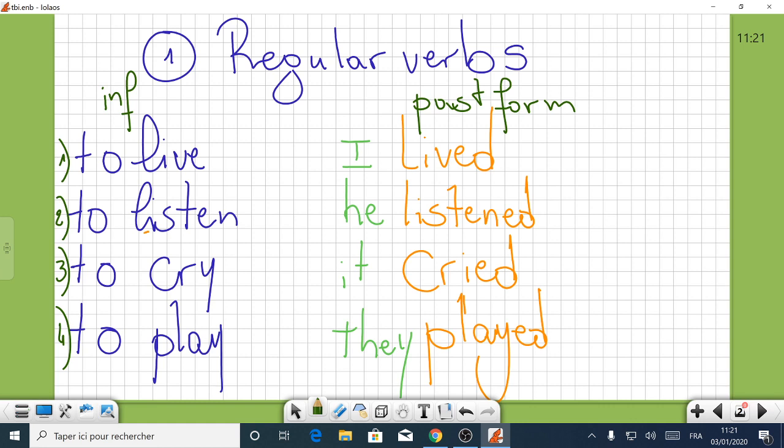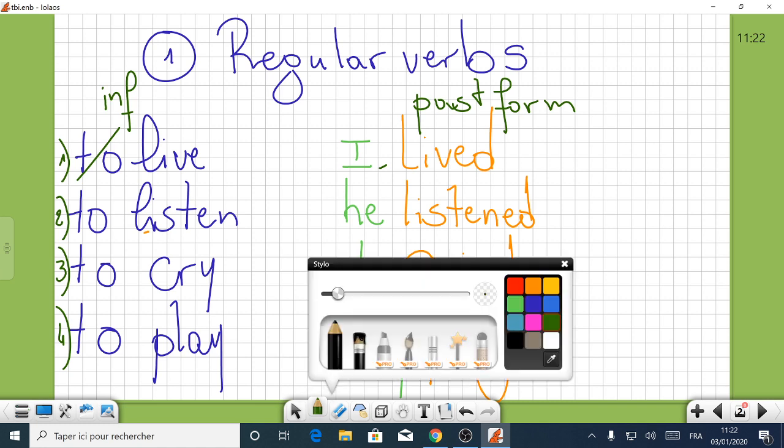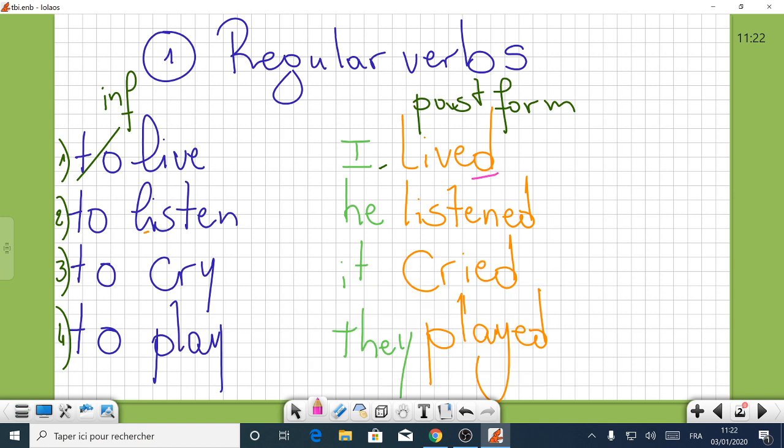And why have I chosen these verbs? Just to make the application, because we have different types of verbs, and I took one verb from each category. So as you can see here, what is the difference between to live and I lived? Here we have a subject pronoun because I put it in the past. And here we have to, so I take to. We don't have to here. And what do I add? I add D. I add just D.